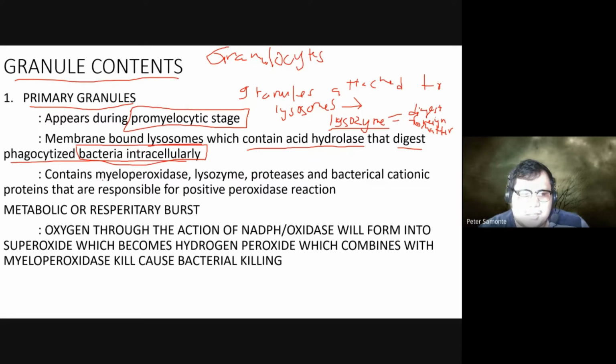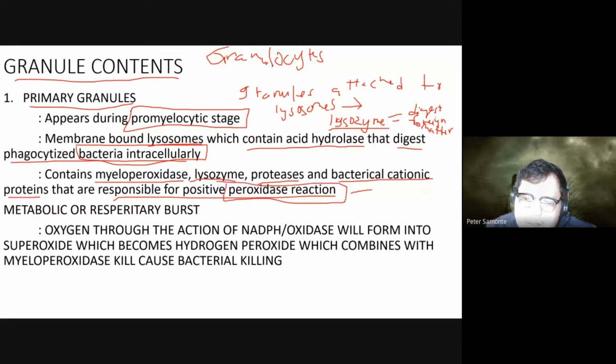Now, your primary granules would contain myeloperoxidase, lysozyme, proteases, and bacterial cationic proteins that are responsible for the positive peroxidase reaction. Now, your peroxidase reaction is responsible for bacterial killing.